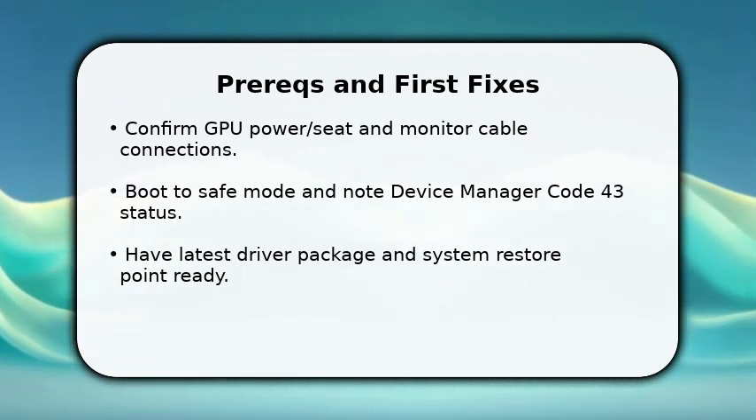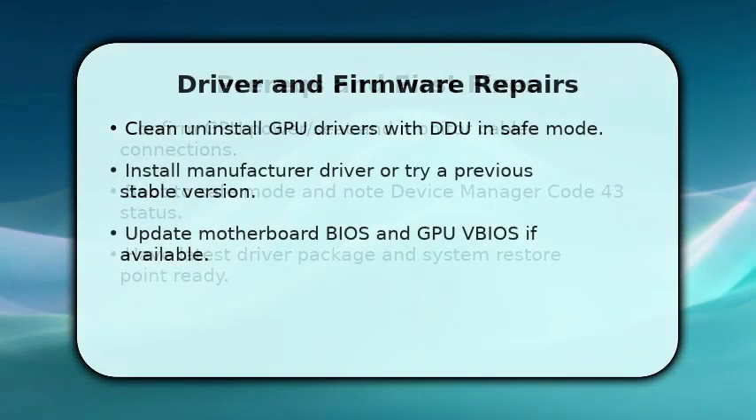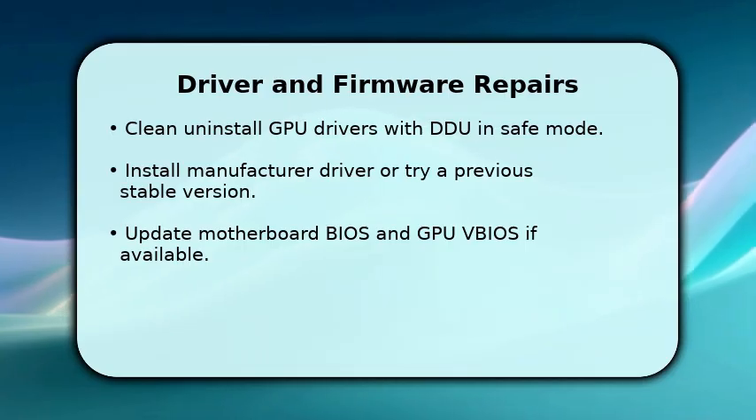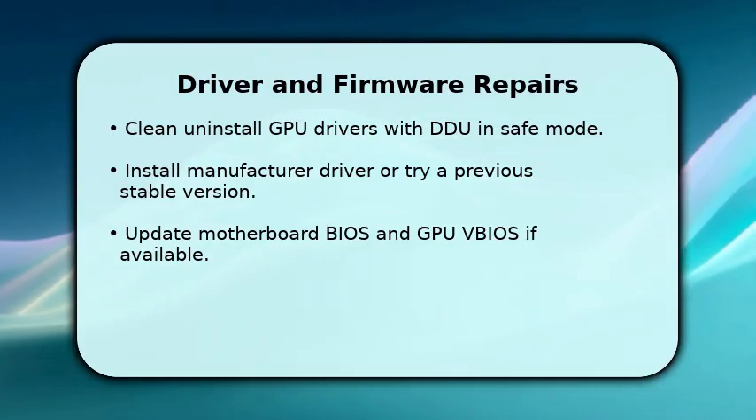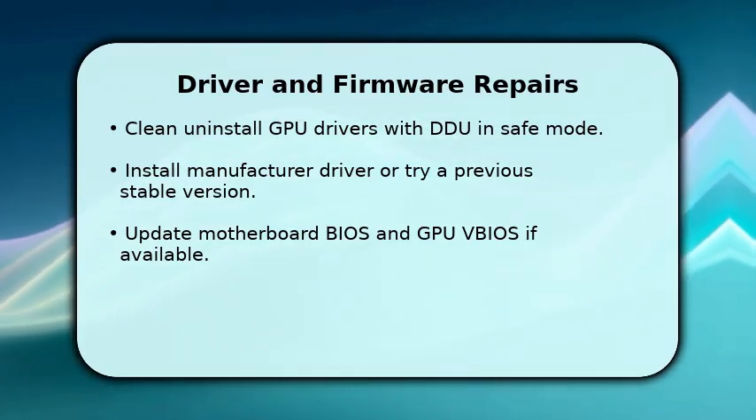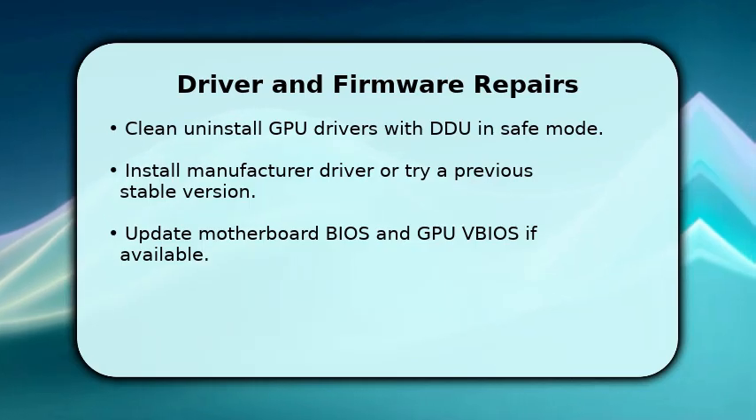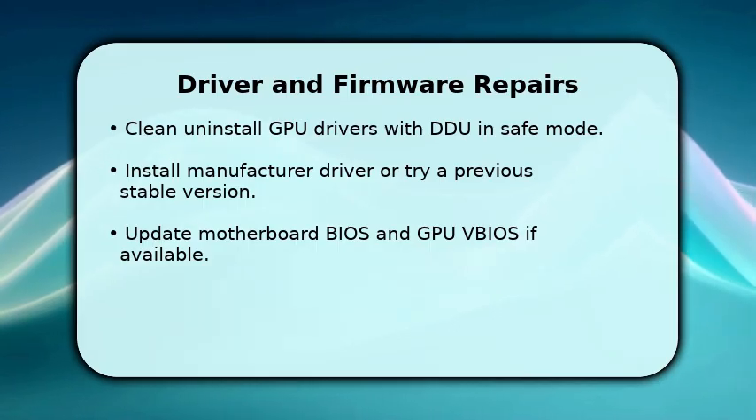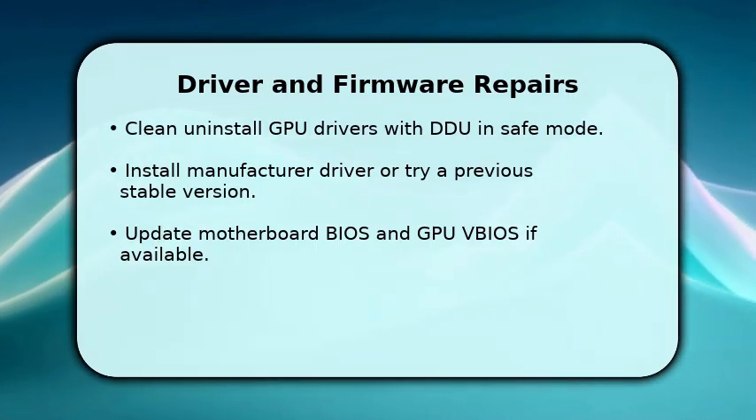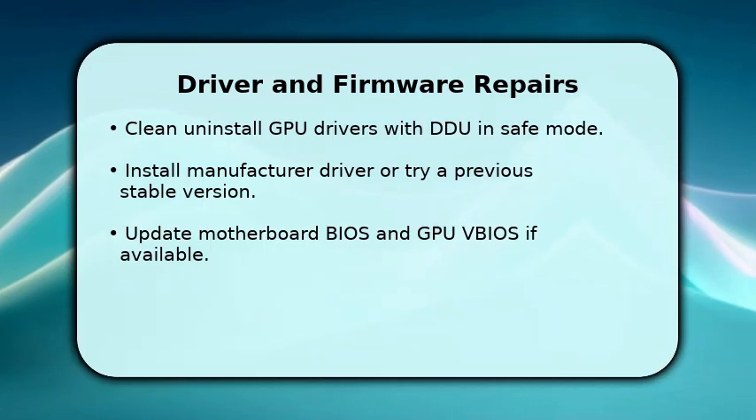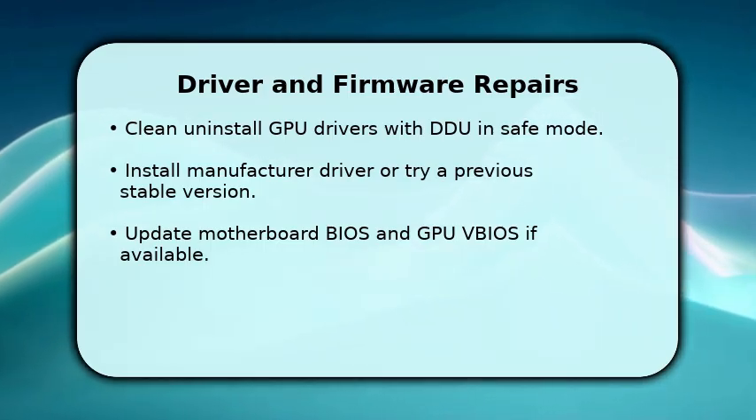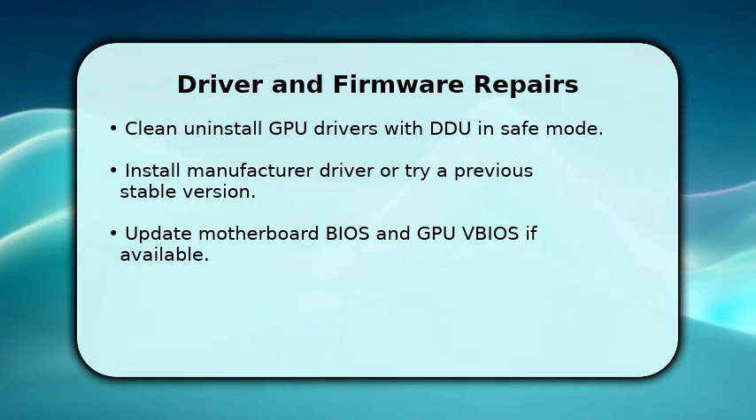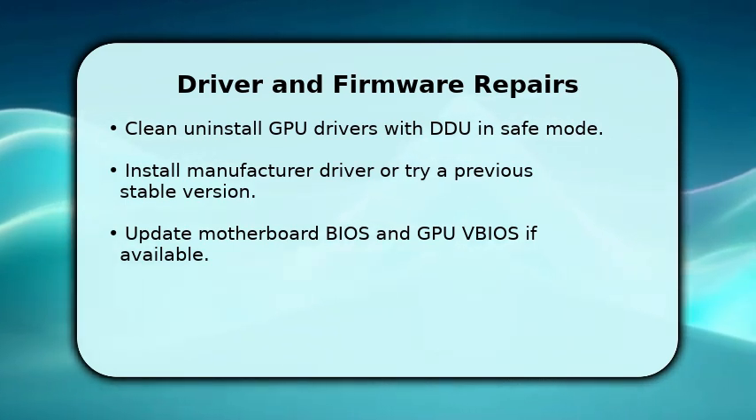You perform a clean driver cycle to remove corrupted files. Run DDU in safe mode to fully uninstall GPU drivers and any vendor utilities. This clears registry remnants that cause code 43. Once removed, install the manufacturer's driver. If the latest fails, try the prior stable release because new builds sometimes break hardware detection. Make sure to update motherboard BIOS and GPU vBIOS when recommended. Firmware fixes can resolve device enumeration and power management bugs that produce the error.